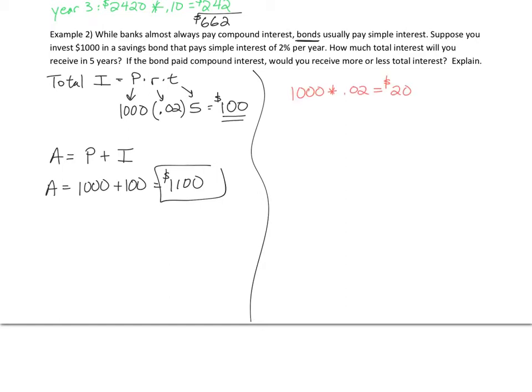So for the first year, you would get $20. Okay, you would add that to the 1,000 and get 1,020. And you would multiply that by 0.02. So here you would end up with $1,020. We'll keep a running total.